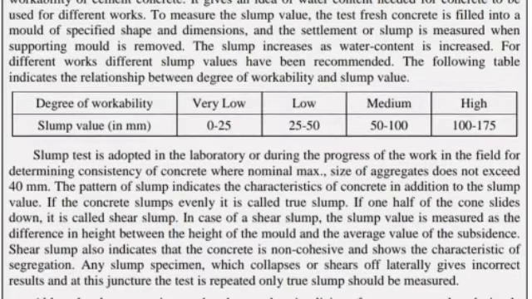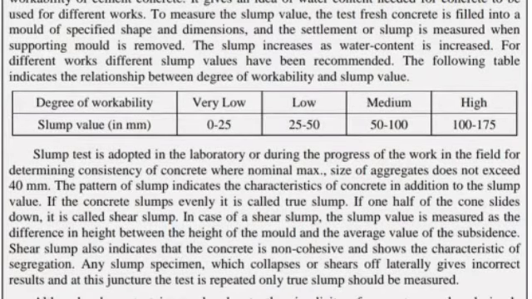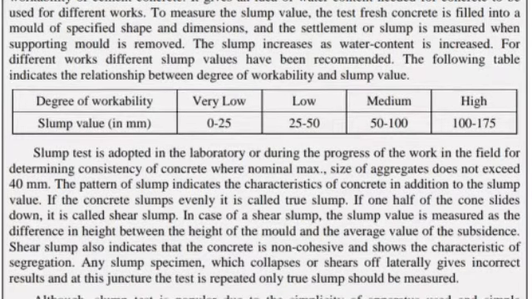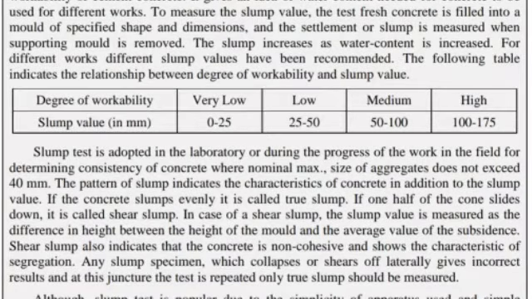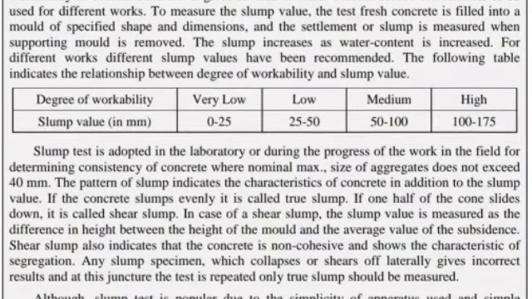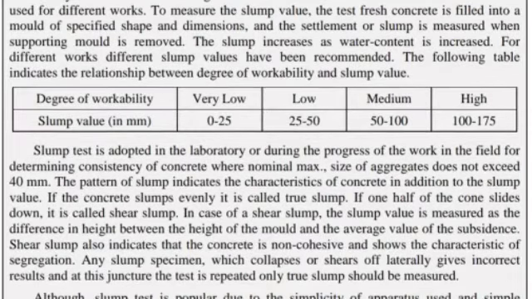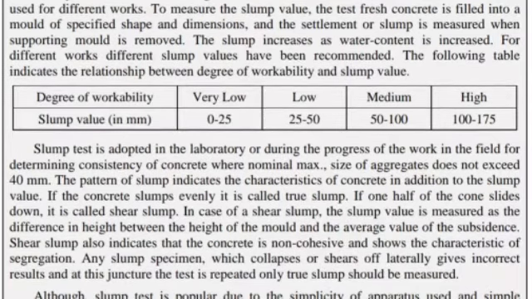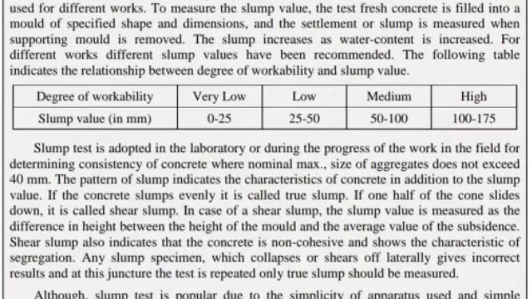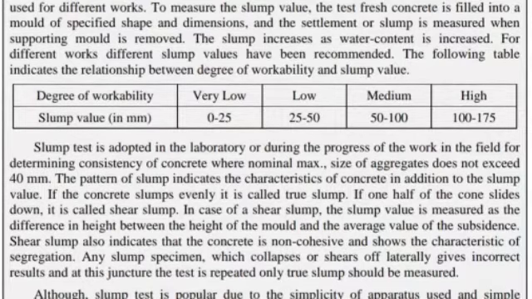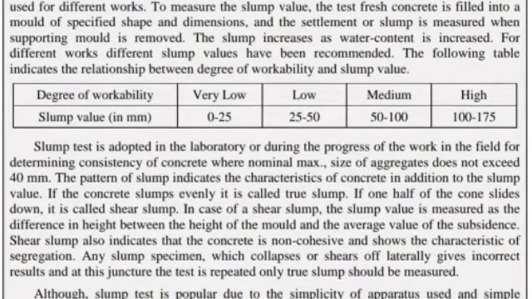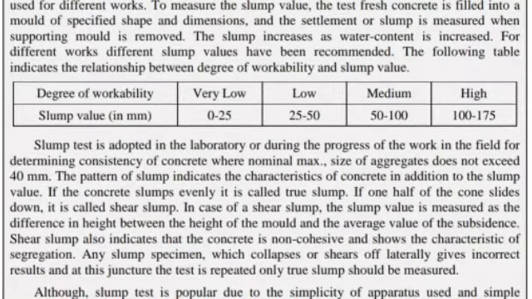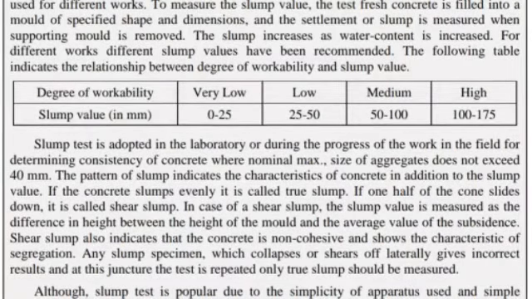The pattern of slump indicates the characteristics of concrete in addition to the slump value. If the concrete slumps evenly, it is called true slump. If one half of the cone slides down, it is called shear slump. In case of shear slump, the slump value is measured as the difference in height between the height of the mold and the average of the subsidence. Shear slump also indicates that the concrete is non-cohesive and shows the characteristic of segregation. Any slump specimen which collapses or shears off laterally gives incorrect results at this juncture. The test is repeated, only true slump should be measured.